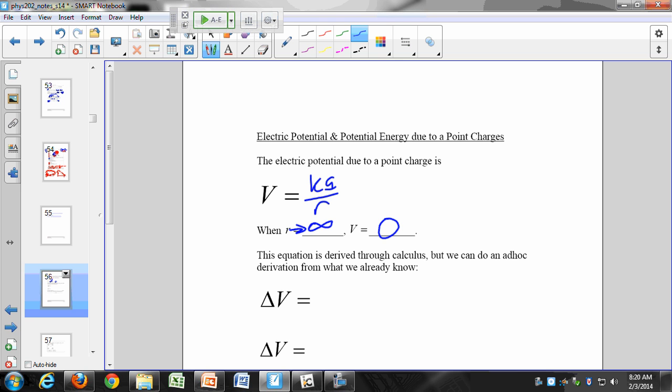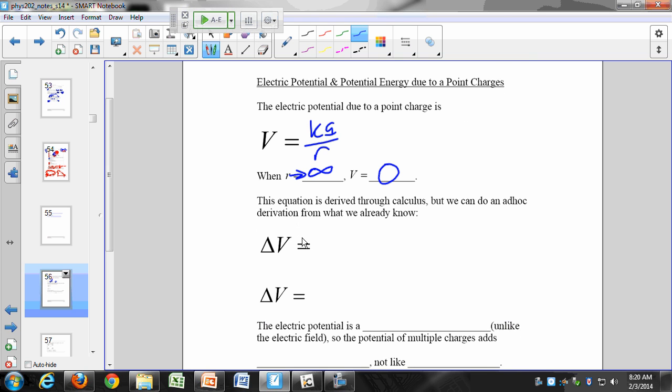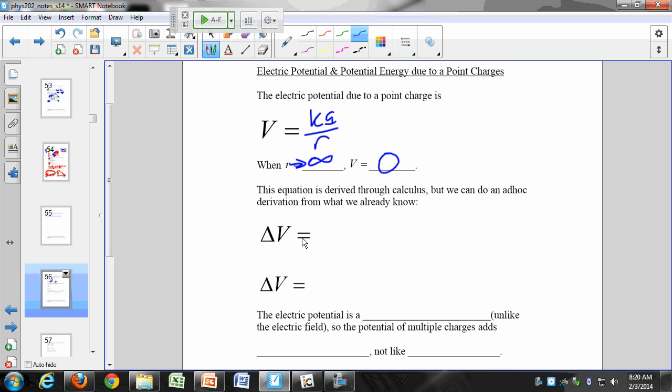All right. This equation, should we write that as a limit? Shouldn't we write that as a limit? When R goes to infinity, that's like a limit, right? All right, so we have to derive this through calculus, and we'll look at that probably for the next test, but we can sort of do this ad hoc sort of dimensional analysis.